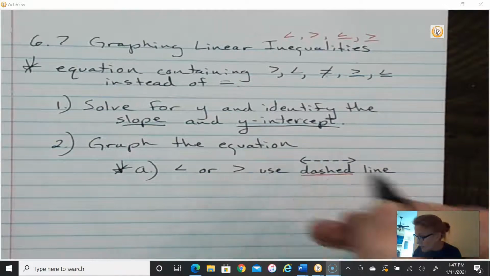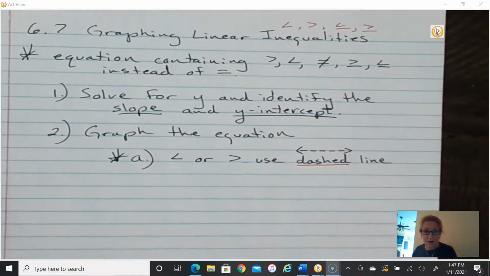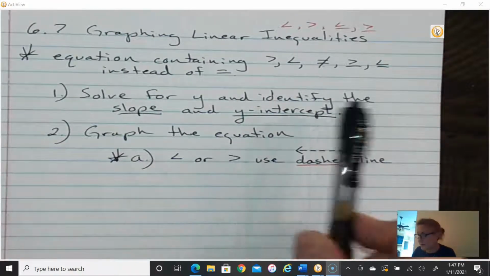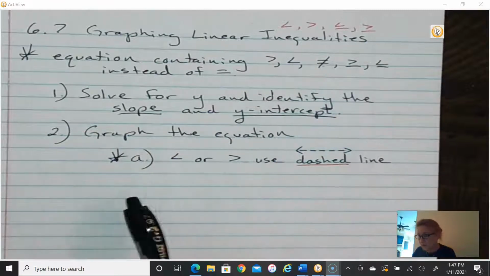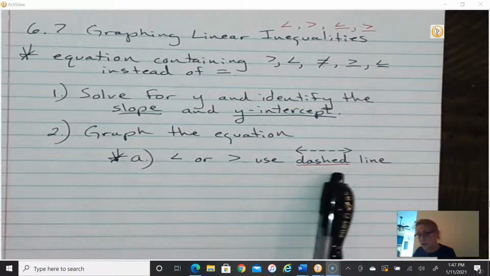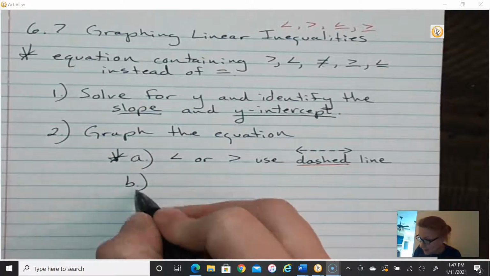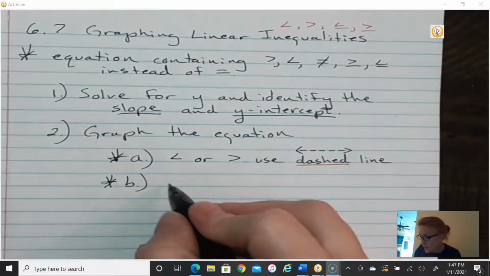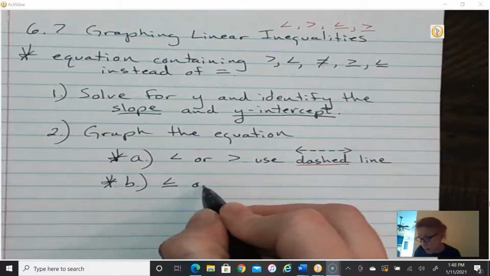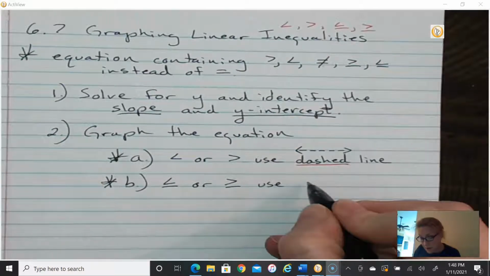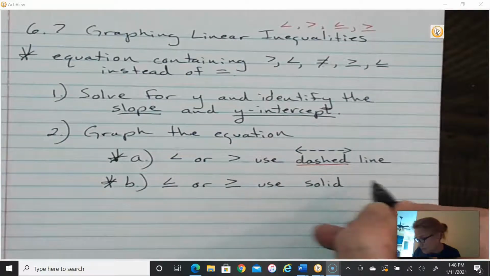Since I'm not in class, I'm just going to give you the basics. All right? So if the equation is just less than or greater than, not the and equal to, if it's just less than or greater than, you're going to use a dashed line, okay? However, if it's less than or equal to or greater than or equal to, you're going to use a solid line.